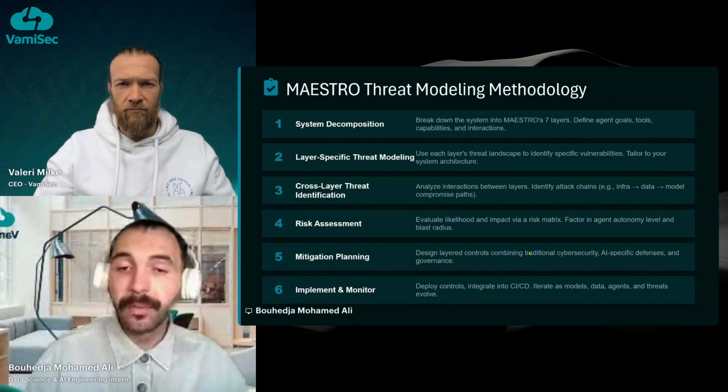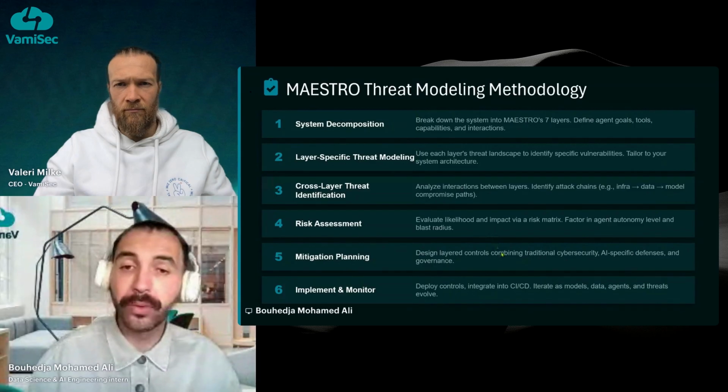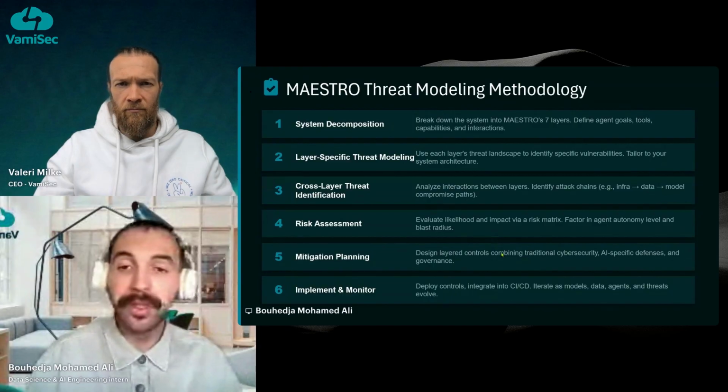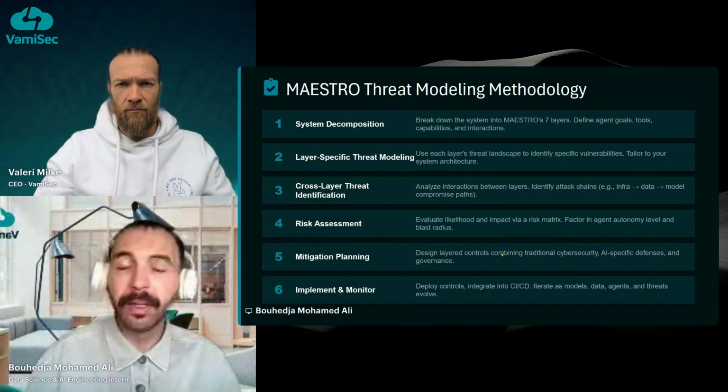Step three is cross-layer threat identification. This is especially important for AI systems: boundaries, for example, from infrastructure to data, or from prompt injection to tool misuse, and then privilege escalation. Here we focus on attack chains and how one weakness can enable another.